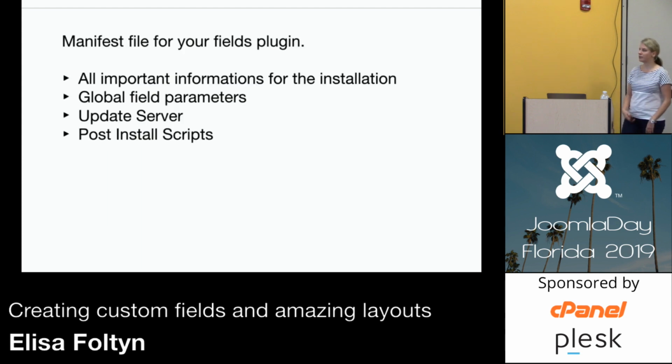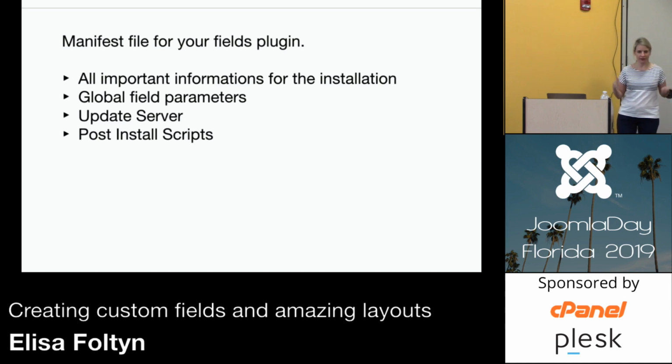So the manifest file. Does everyone know what a manifest file is? No? Okay. A manifest file is for installing the application. Sorry, I'm still in the C+ session. No. The XML file is for installing the extension on the Joomla website.